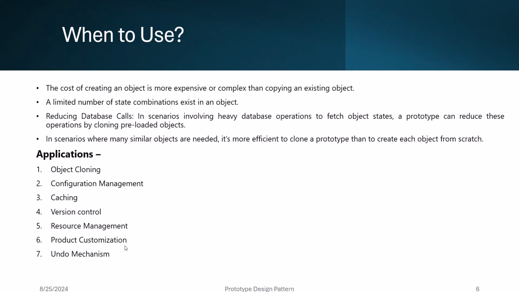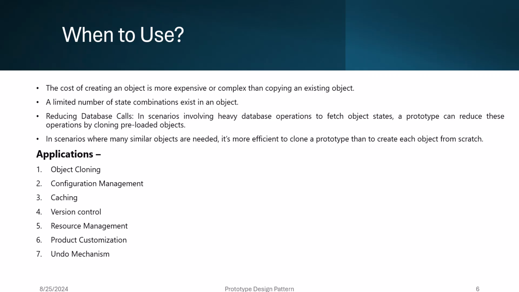The next is product customization and undo mechanism. So product customization, here we create customized versions of a product where the base product is the same but specific attributes are varied. And with an undo mechanism, to implement an undo mechanism where you need to keep a snapshot of the state of an object, that time we can use the prototype design pattern.